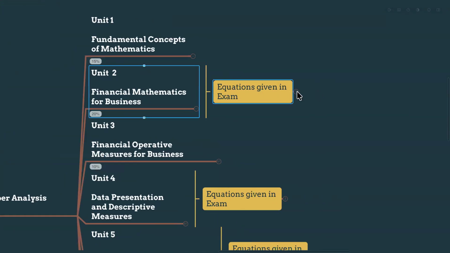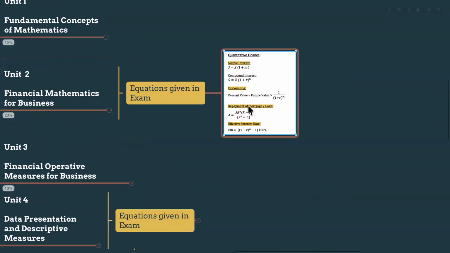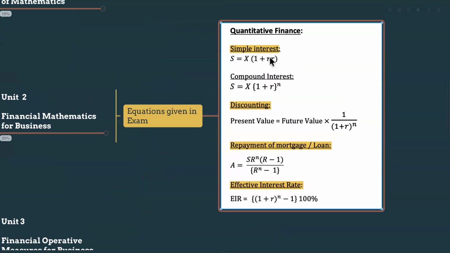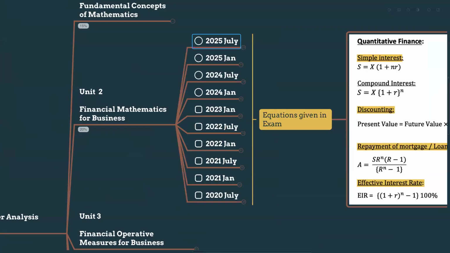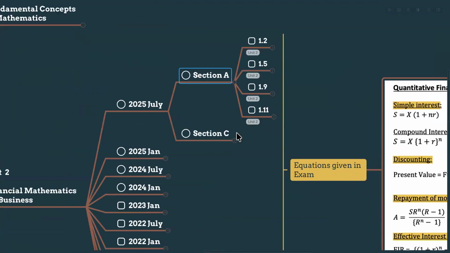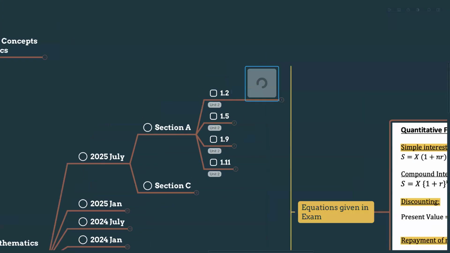Before that, I will show you what equations you will get in this subject. In your examination, they will give you the simple interest equation, compound interest, discounting, and repayment of a mortgage or loan. Most of the time, you don't need this formula; I will give you a simple way. And the effective interest rate, right? So now we will start our session from the 2025 July question, section A 1.2, right?